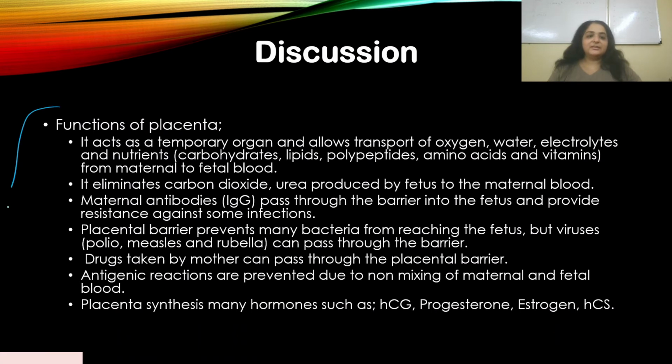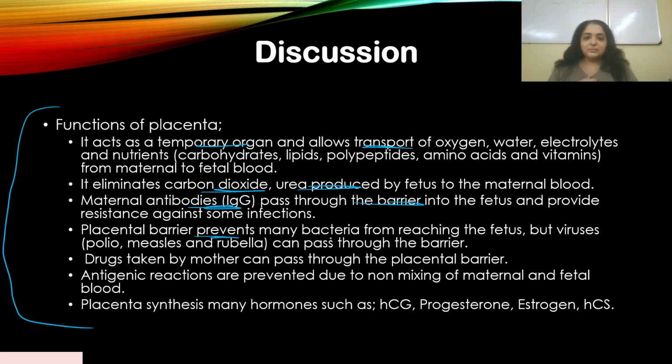So these are mainly the functions of placenta. You can go through it. Note this down in your notebooks or whatever you use. It acts as a temporary organ and allows transport of oxygen, water, electrolytes. This will help you study for your exam. It eliminates CO2, urea. Maternal antibodies, IgG, pass through the barrier into the fetus.